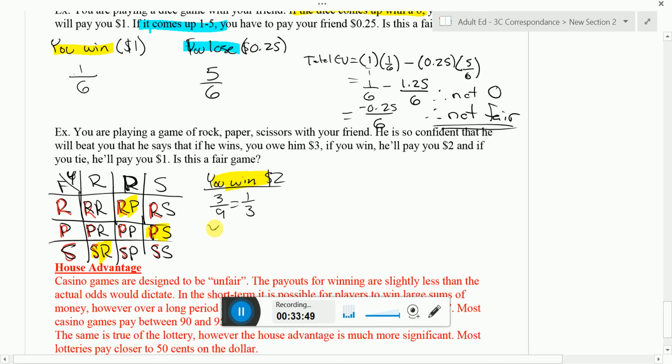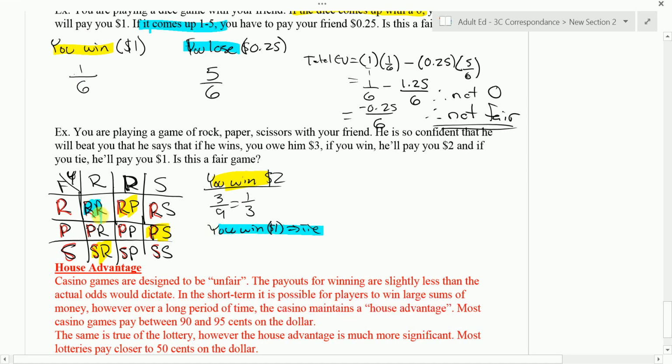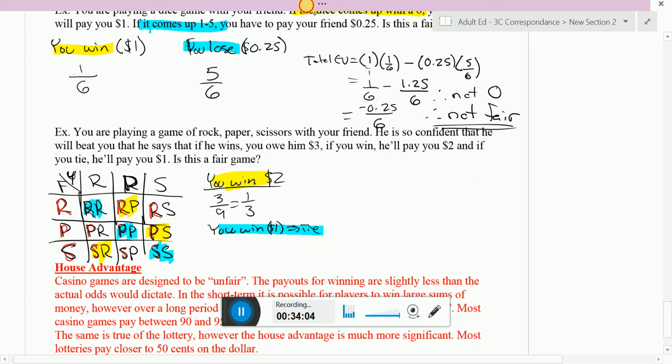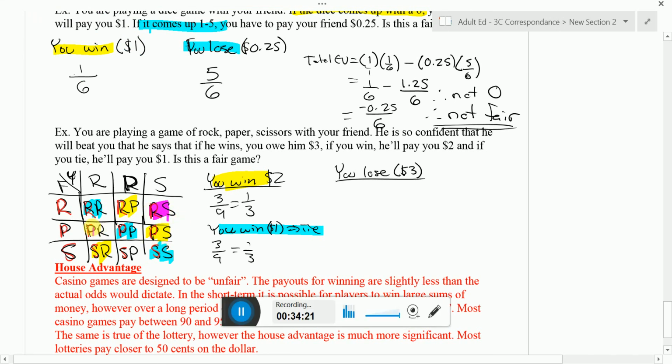You win $2. Now you also win $1 when it's a tie. It's a tie: rock, rock, paper, paper, scissors, scissors. That is 3 out of 9, or 1/3. And then you lose $3 when your friend beats you. His rock beats your scissors, his paper beats your rock, his scissors beats your paper. So your friend beats you 3 out of 9 times, or 1/3 of the time.